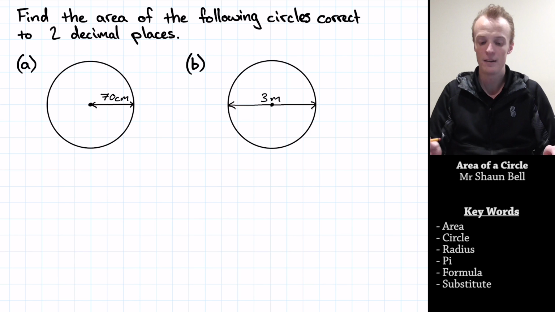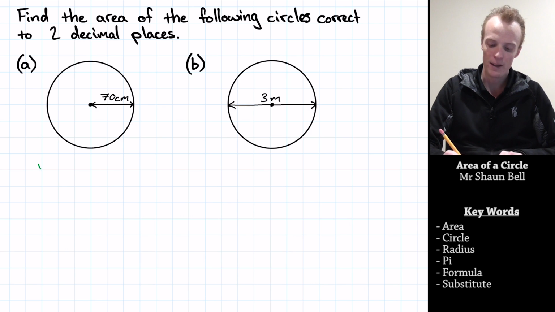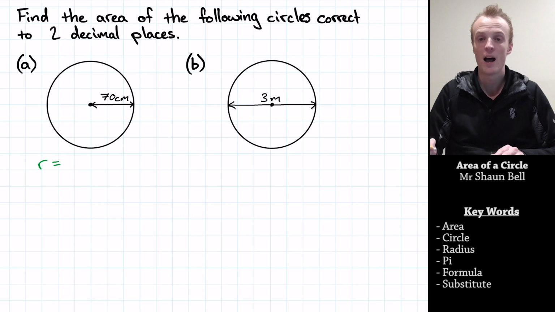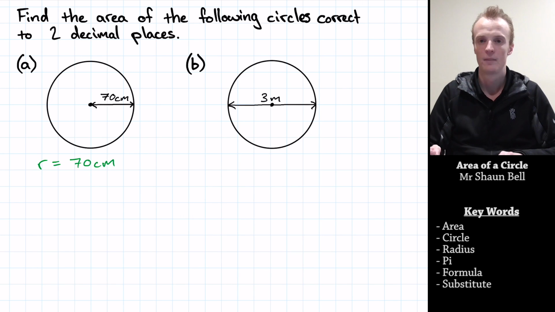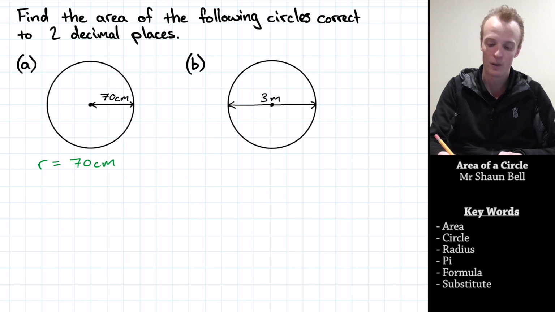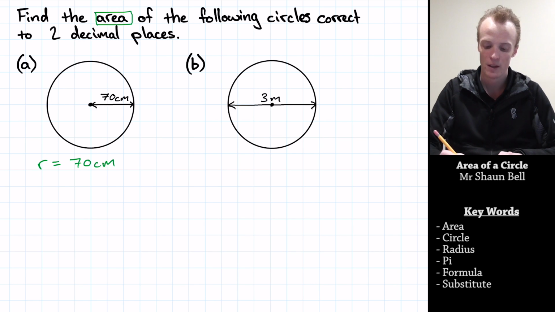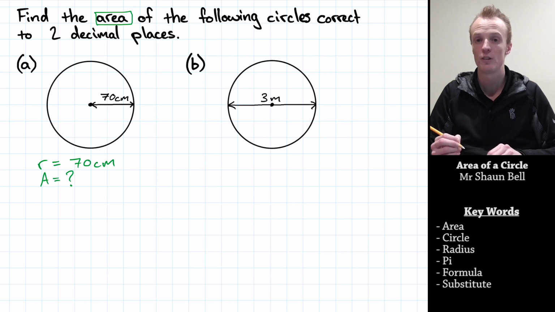Now the first problem here asks me to find the area of this circle that has a radius of 70 centimeters. Whenever I tackle a problem like this, I like to first identify what information I've been given. Like I just said, I've been given the radius, which I like to call r, and that's equal to 70 centimeters. The next thing I like to do is identify what the question wants me to find. The question wants me to find the area. So the area I don't have, so I go area equals question mark.